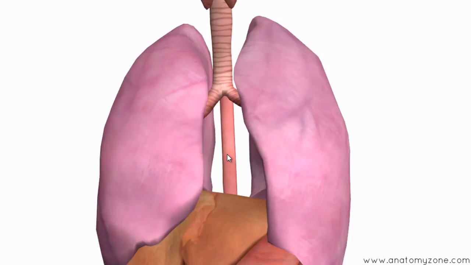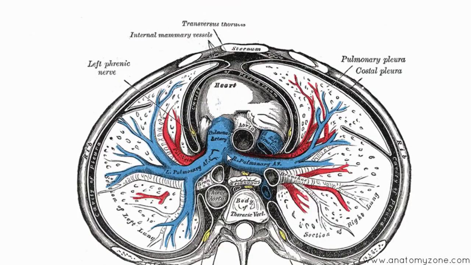Between the visceral pleura and the parietal pleura is the pleural cavity, and this contains pleural fluid. This space between the visceral and the parietal pleura is only a potential space. So in normality, these layers lie in very close contact, and you've got this thin layer of pleural fluid.